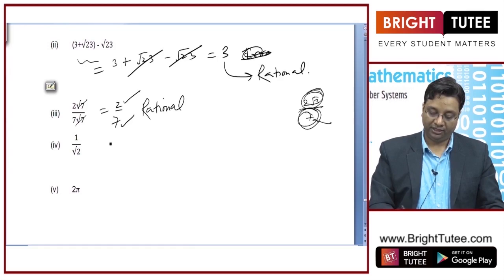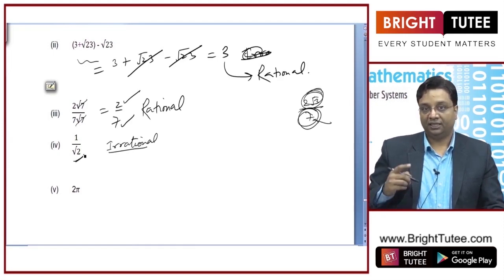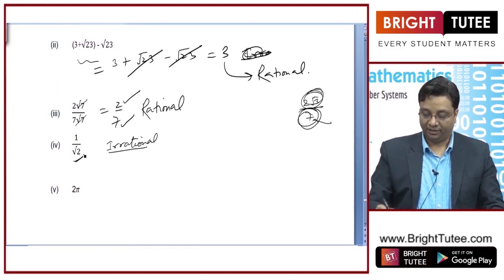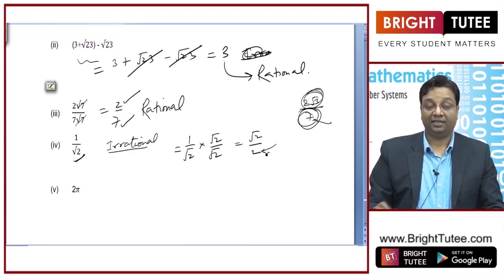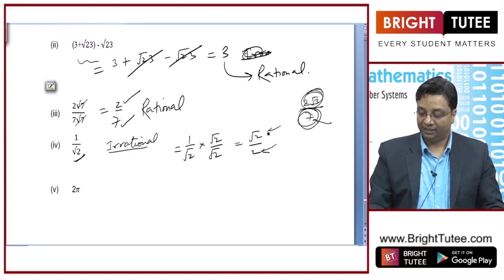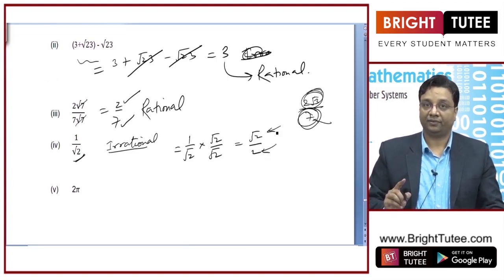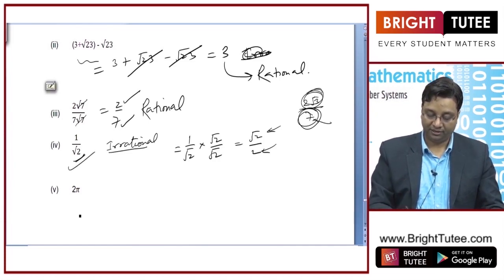1 by root 2 is clearly irrational. What we can do in 1 by root 2, we can always rationalize the denominator. How? By multiplying and dividing it by root 2. Now it will be root 2 by 2. We have rationalized the denominator, but irrationality is still there. So this number is irrational.